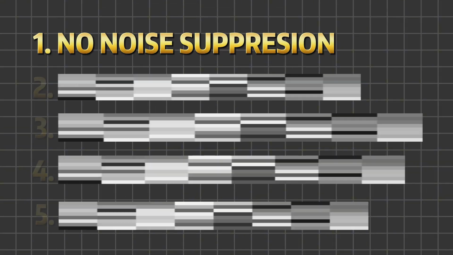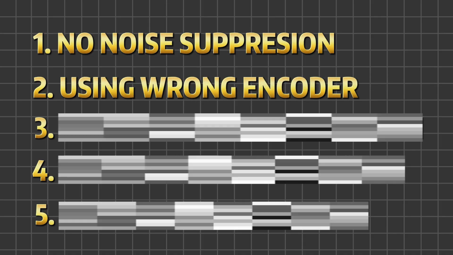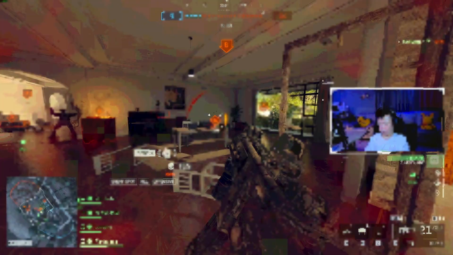So here comes mistake number 2, not using the correct encoder, and it might be overloading your PC. If your stream is freezing, dropping frames, or showing encoding overloaded, probably you're not using the correct encoder. So how to actually fix it?